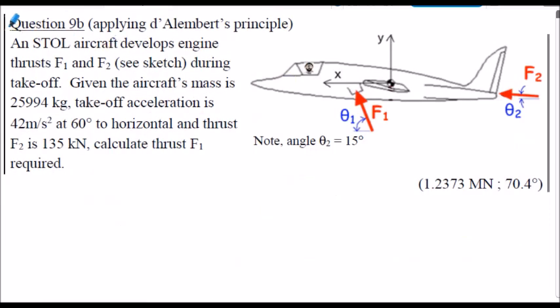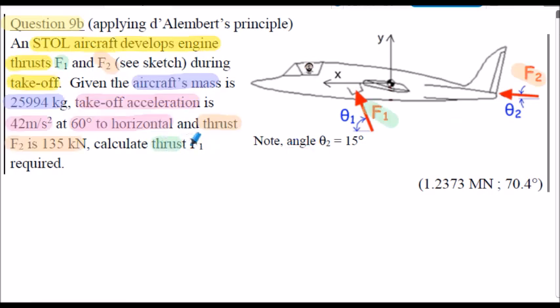I'll also leave you with question 9b. We've got to find thrust F1 that's required. So essentially what we have to do now is to find the value of F1, both in terms of its magnitude F1 shown here and its direction theta1 shown here.